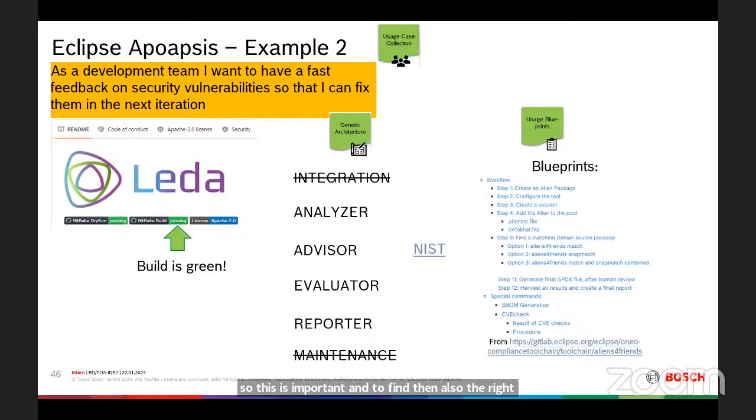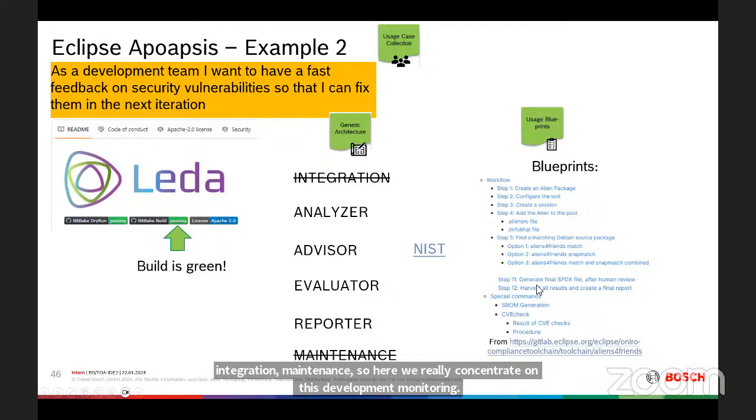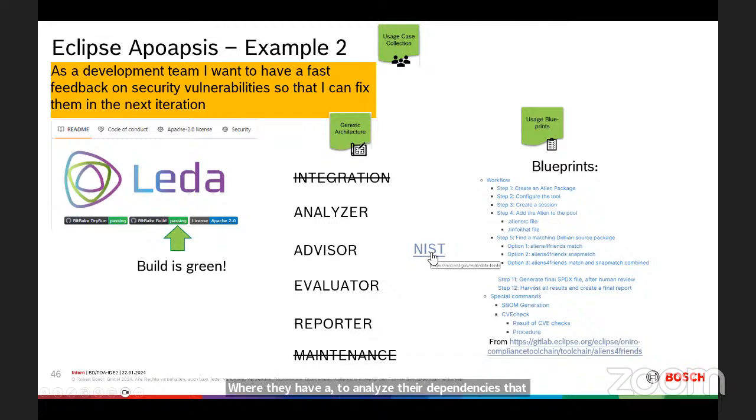And here usage blueprint, so therefore I took LEDA because I didn't always want to make this only about ORT. No, there are so many different approaches, and here for LEDA, what did they do? They reused from Oniro the Aliens for Friends. There was also a webinar a few weeks ago, and here you can see they don't care here about integration or maintenance. So here we really concentrate on this development monitoring, where they have a workflow to analyze their dependencies that gets the SBOM. They have a CVE check where they use the NIST as advisor to get the CVEs and evaluate if this is relevant or not, and then have those final reports where you get the vulnerabilities overview, right?